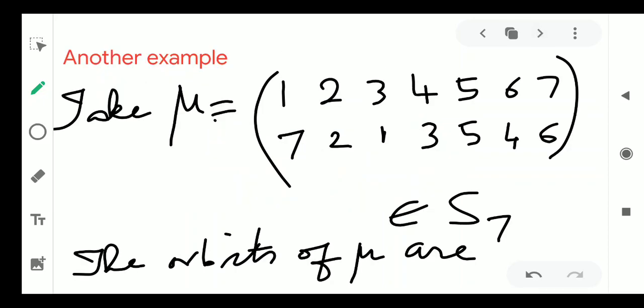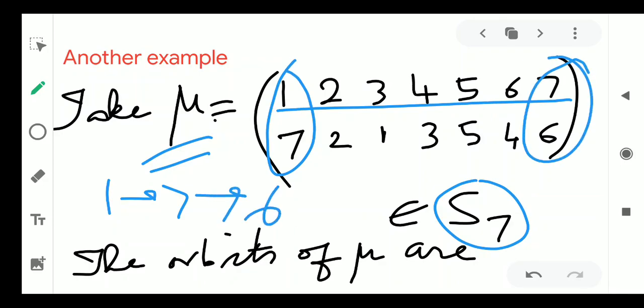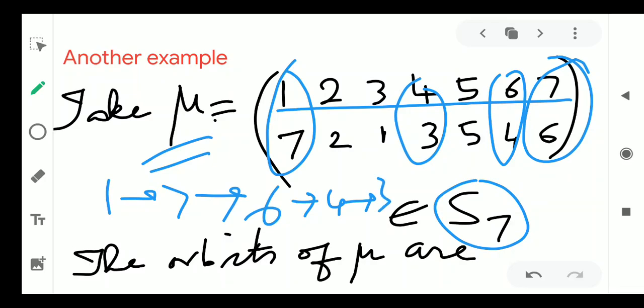Now, one more example to illustrate it further. Consider an example in S7, that means there are 7 elements. You are dealing with A equal to {1, 2, 3, 4, 5, 6, 7}. Here the permutation is mu. What are the orbits of mu? Let us take 1. 1 is mapped onto 7. Now move on to 7. 7 goes to 6. Then what about 6? 6 goes to 4. It is not over. Then what about 4? 4 goes to 3. Then 3 goes to 1. So it's over. You started with 1 and ended at 1.